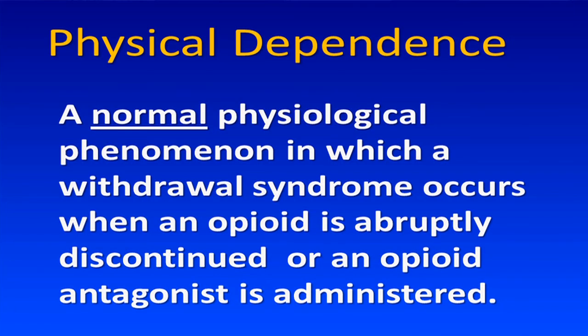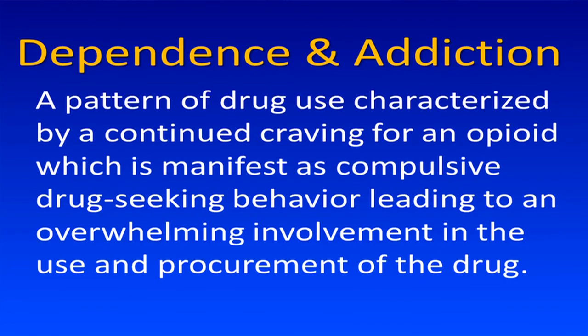Physical dependence, on the other hand, is something that's, again, normal. It's physiological, in which the withdrawal syndrome occurs when something, an opioid in particular, is abruptly discontinued or the antagonist is administered. Psychological dependence and addiction, that's a pattern of drug use characterized by continued craving for the opioid, compulsive drug-seeking behavior, leading to overwhelming involvement in the use and procurement, the getting of the drug. In other words, the asking for it specifically in the office.